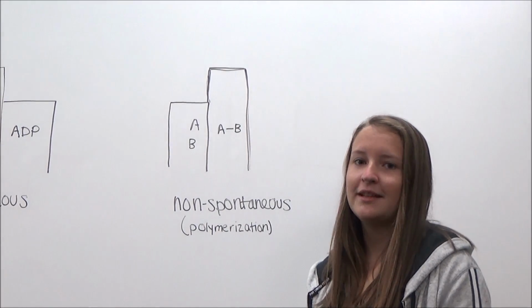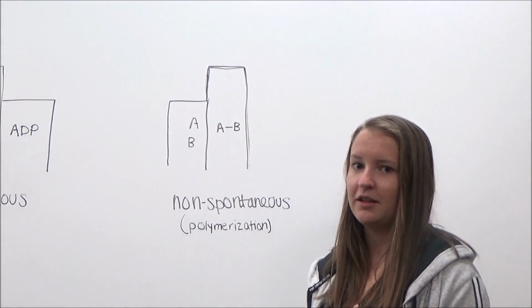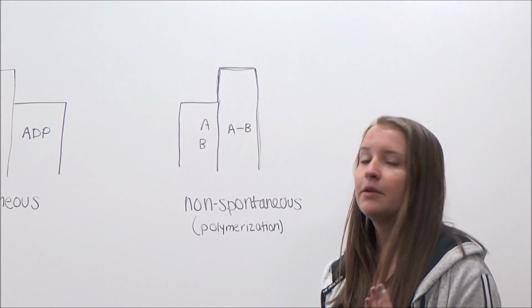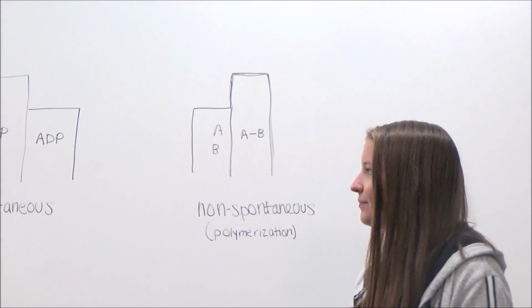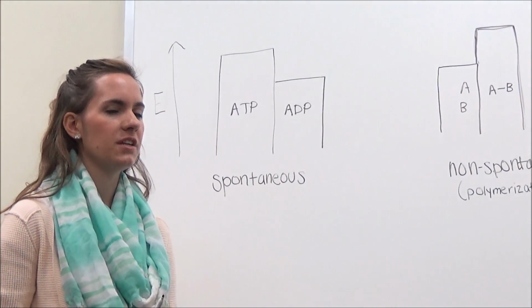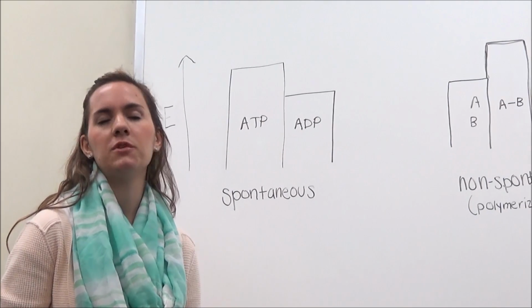So we already know that enzymes are able to lower the activation energy of a reaction. However, they are unable to make a non-spontaneous reaction spontaneous. In order to understand how non-spontaneous reactions get their energy, we have to understand a process called energy-coupled reactions.